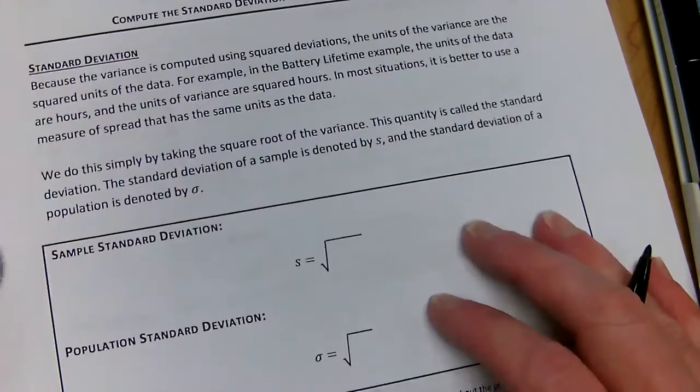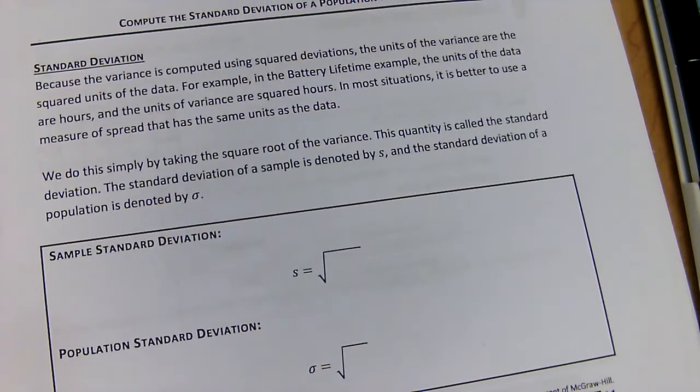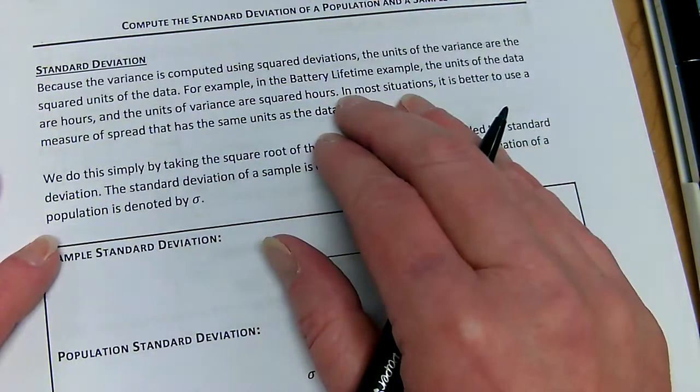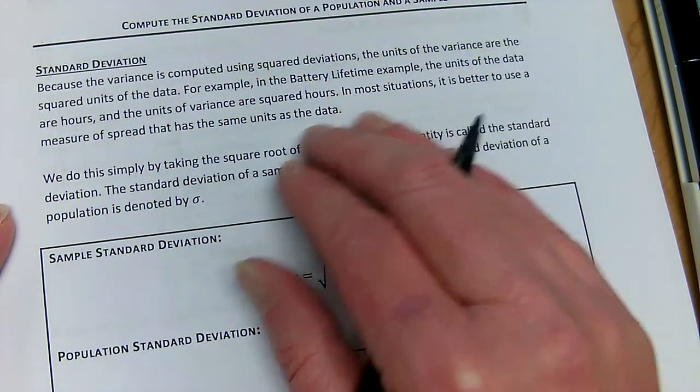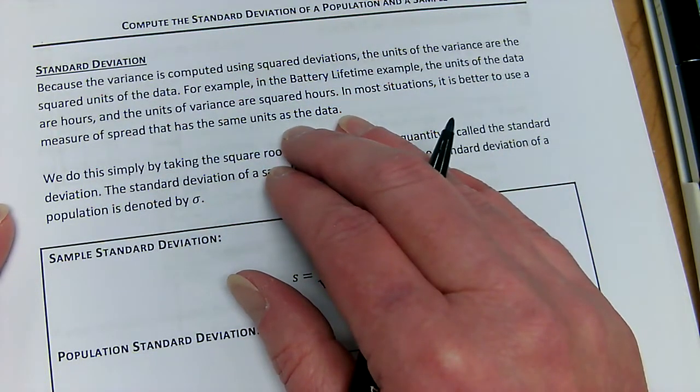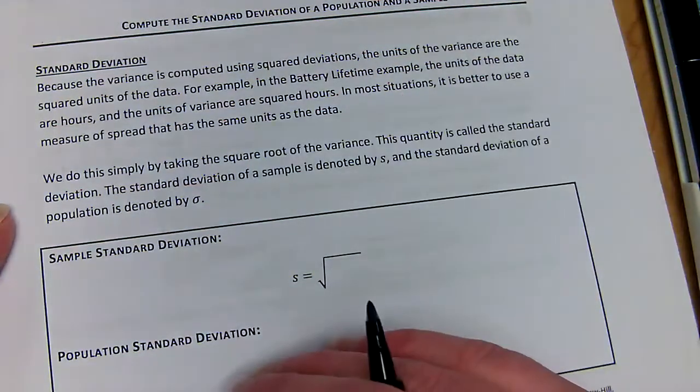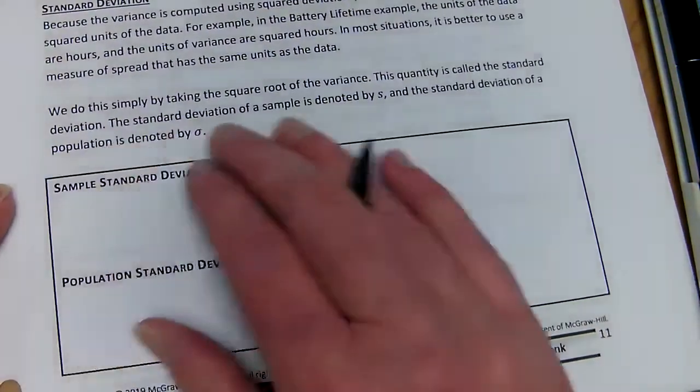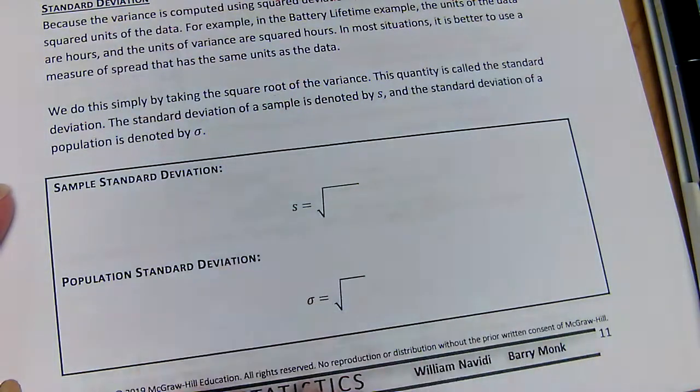Now, we can also talk about the standard deviation. So the variance is computed using squared deviations. We're taking how far away something is from the mean and squaring it. So in most situations, it's better to use a measure of spread that has the same units as the data. We really don't want to be talking about squared units of data. So to do this, we find the variance, and then we just take the square root of it. That's called the standard deviation.